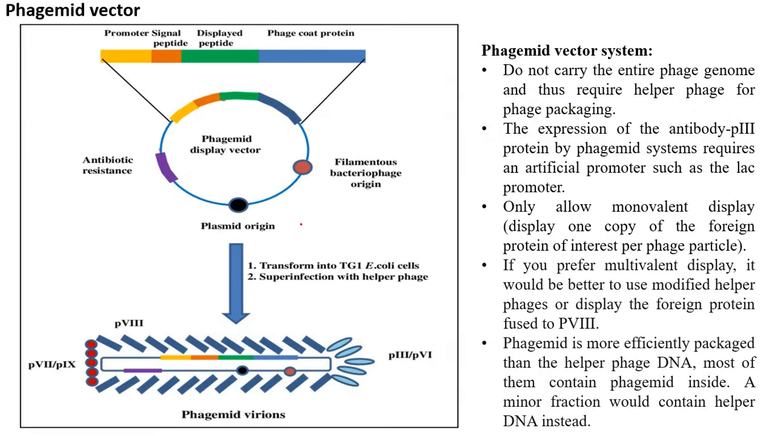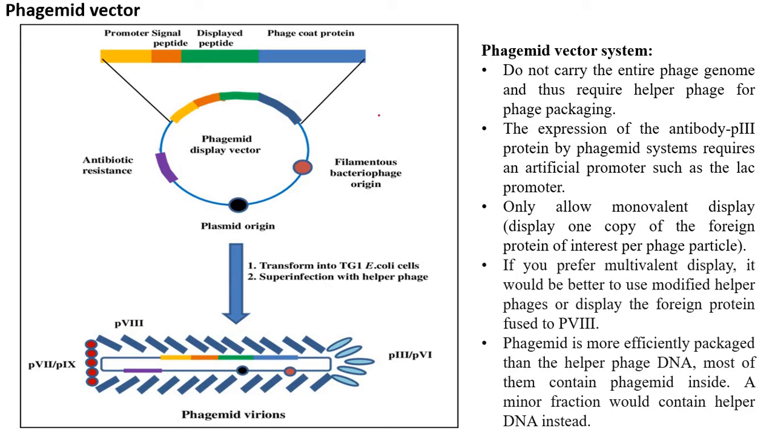In the Phagemid vector, there are two origins of replication: the plasmid origin of replication and the filamentous bacteriophage origin of replication. So this vector can grow in bacteria. And why this filamentous bacteriophage origin? Because it allows single stranded DNA to be packaged into the virion.